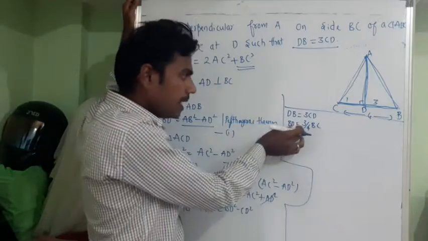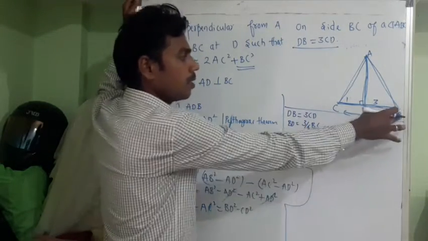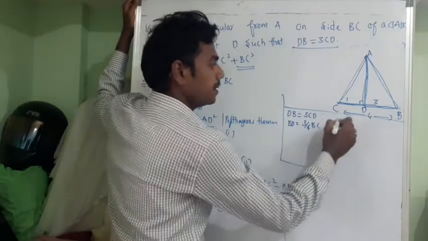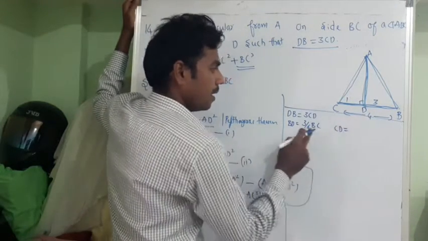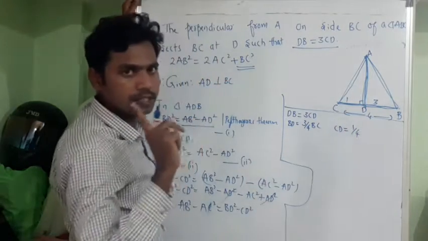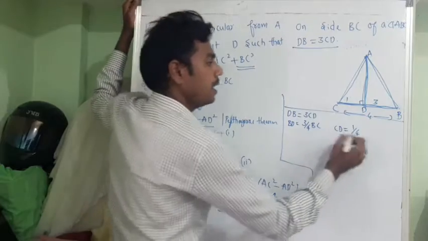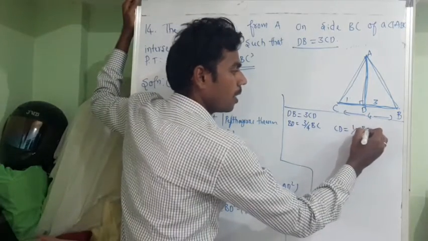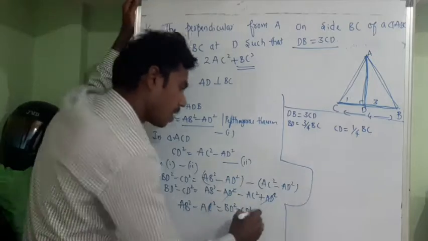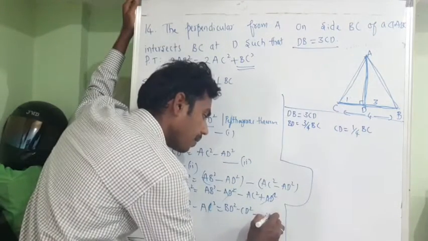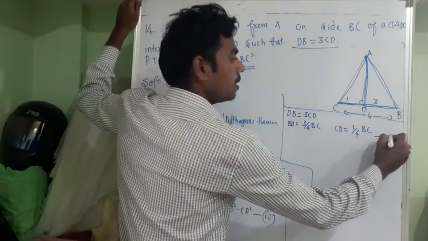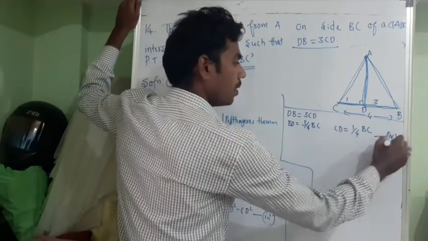I want to express BD in terms of BC. BD is equal to 3 divided by 4 times BC. And CD can be written as, if it is 3/4, it is 1/4. Total it is equal to 1 part. So CD is equal to 1 by 4 times BC. We are going to make use of this in this particular equation. I'll call this equation 3, this as 4, and this as 5.